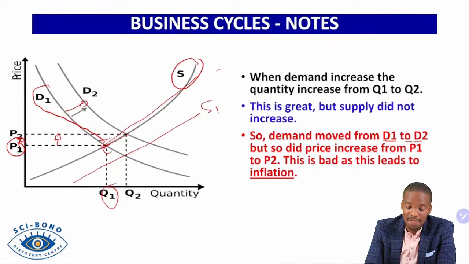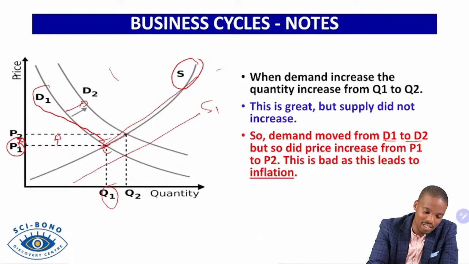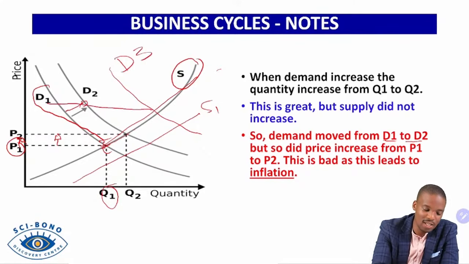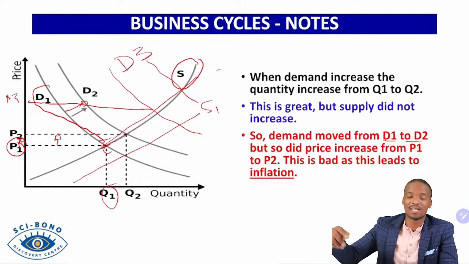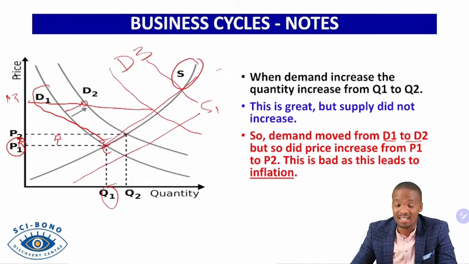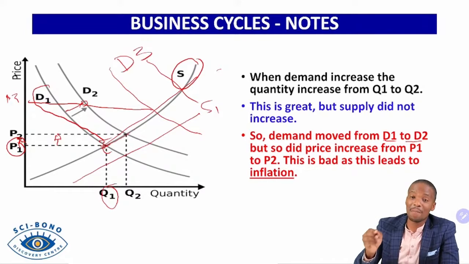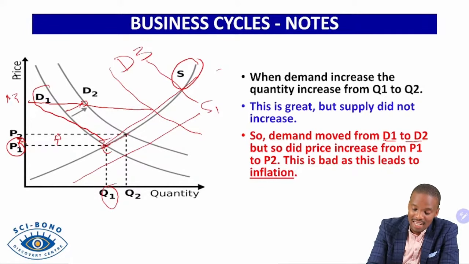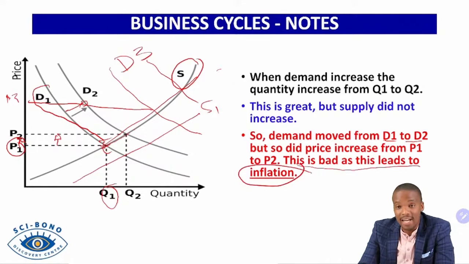But if the demand keeps on increasing, maybe up until D3, definitely we can see that the price is going to increase again from P2 to P3. And then demand continues to increase, but supply is not reacting. So therefore we are saying, if supply does not react to demand, this is bad because it leads to inflation. So we don't want an economy where supply does not react to demand.